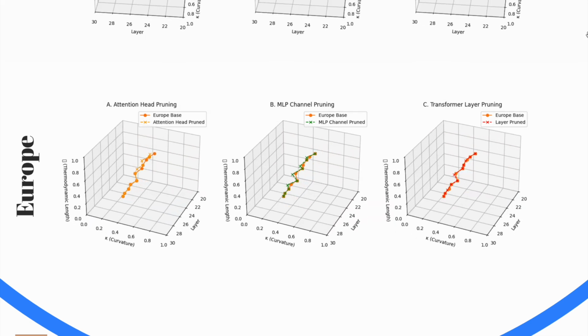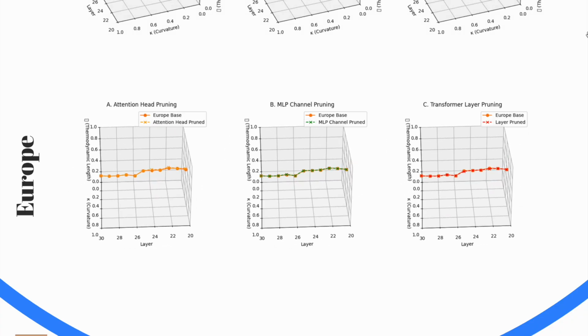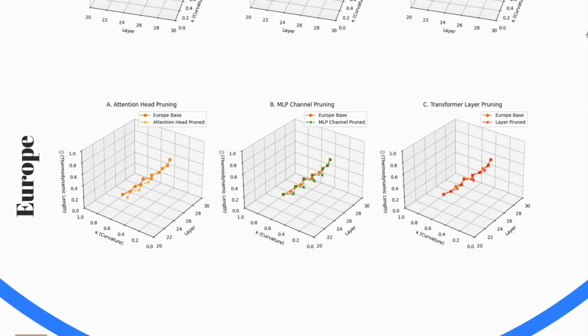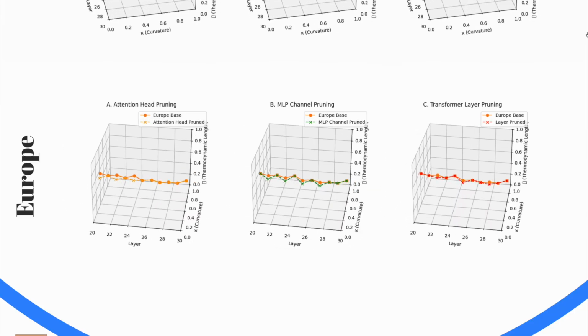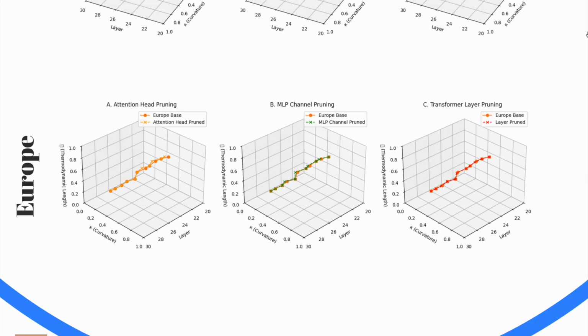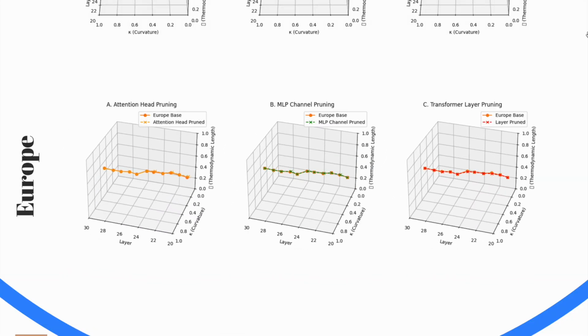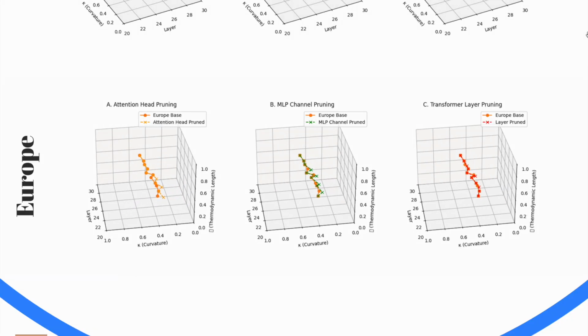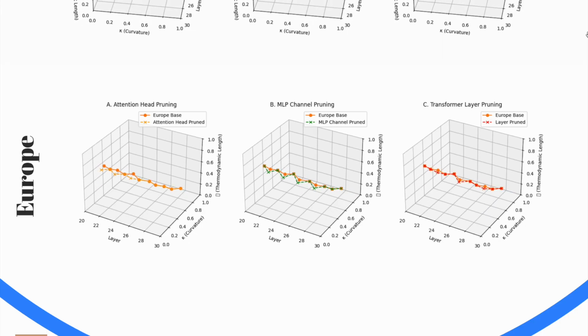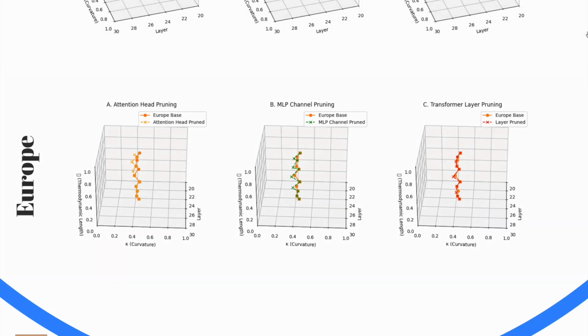MLP channel pruning in green. Dropping feed-forward channels thins the feature palette. The trajectory contracts nearly linearly from roughly 21 to 29, while curvature gently flattens with light sawtooth nicks at 24, 26, 28 from residuals sharing load. Translation: reduced semantic resolution. Nuanced qualifiers and soft distinctions are the first to fade, even when answers remain correct.